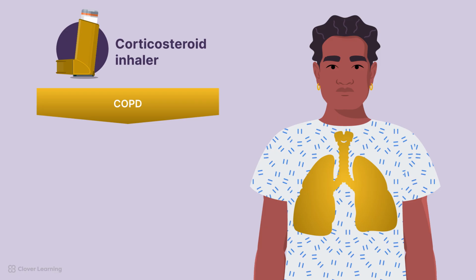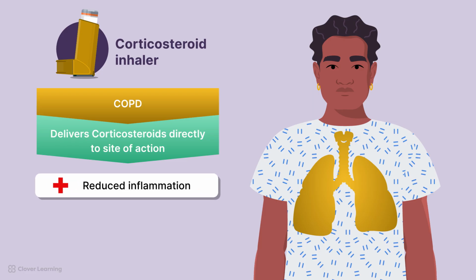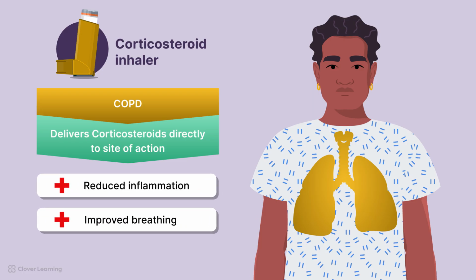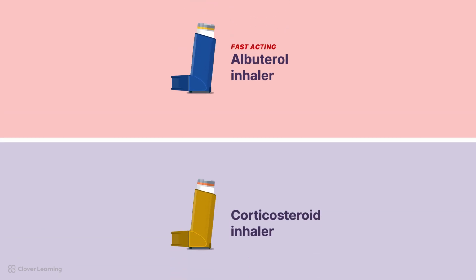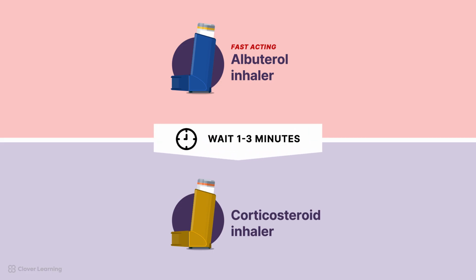Patients with COPD are often prescribed corticosteroid inhalers, which deliver corticosteroids directly into the lungs, reducing inflammation and improving breathing without the systemic side effects associated with oral corticosteroids. If a fast-acting bronchodilator inhaler, such as albuterol, and a corticosteroid inhaler are both ordered, give the quick-acting inhaler first. Wait 1 to 3 minutes before giving the second inhaler.